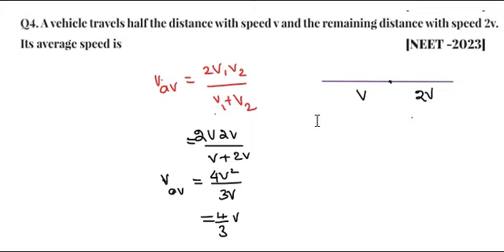A vehicle travels half the distance with speed v and the remaining distance with 2v. Its average speed becomes? So if we want to find average speed, v average is equal to 2 v1 v2 divided by v1 plus v2 is the formula. So if we substitute v1 is equal to v and v2 is equal to 2v, we will get the v average of 4 by 3 v.